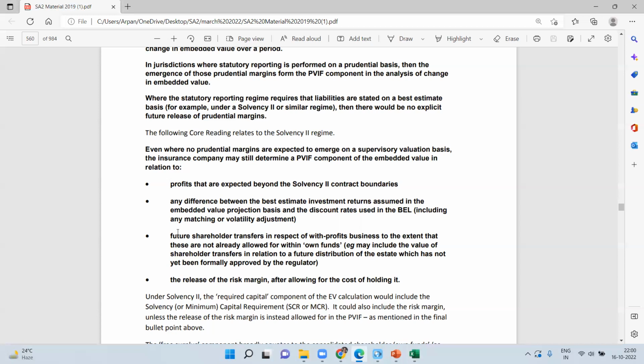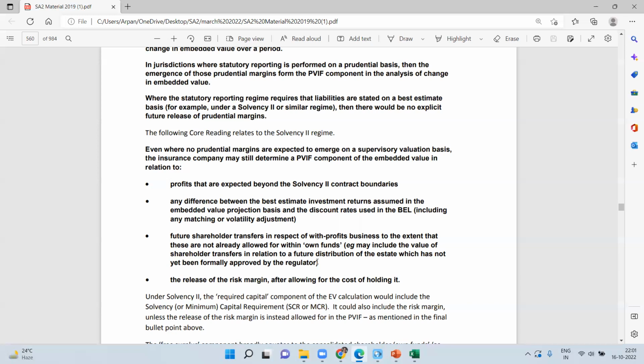Next would be for with profit policies, to the extent that they are not allowed in the one fund. I think this is once again a separate concept, which I would not like to consider here, as that may overcomplicate things. But for with profit policies, just to give a slight example, whatever bonus would be given to the shareholder, or whatever dividends are allowed to the shareholder, should be considered as the embedded value. The PVI would be the discounted value of that.